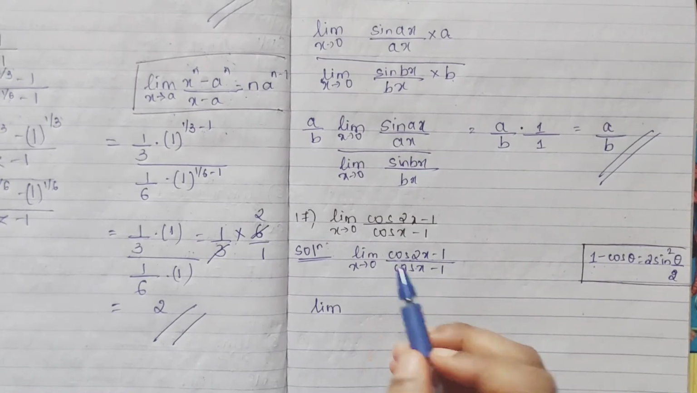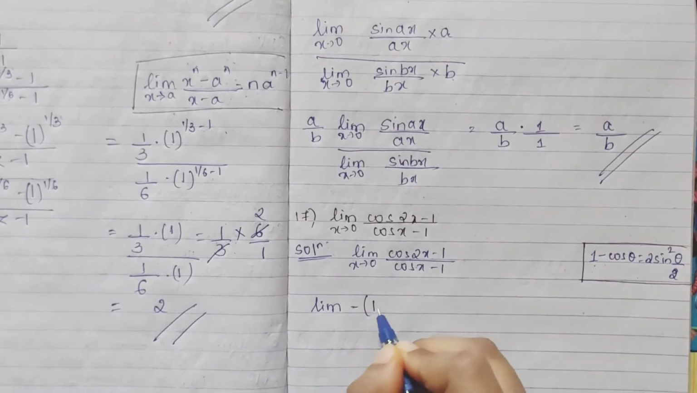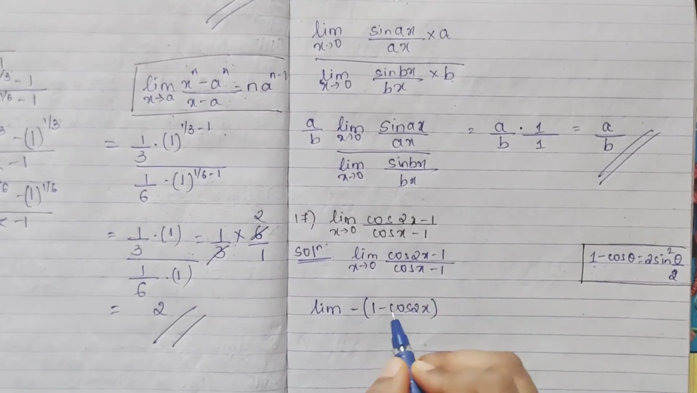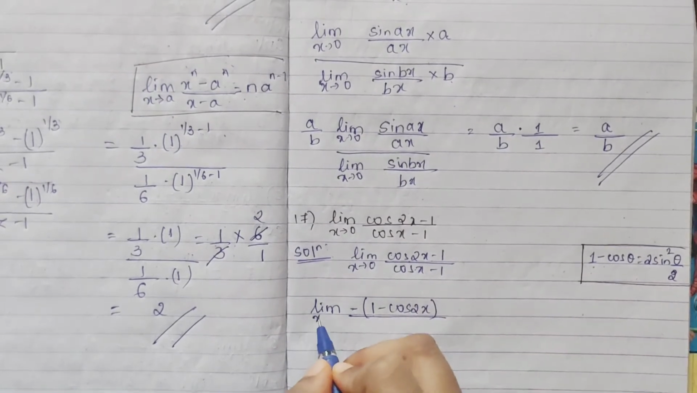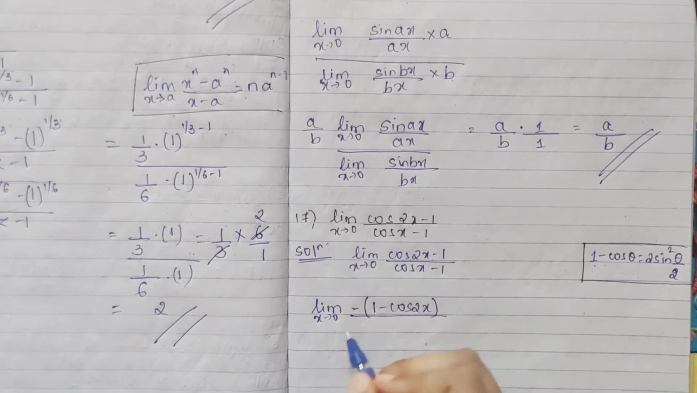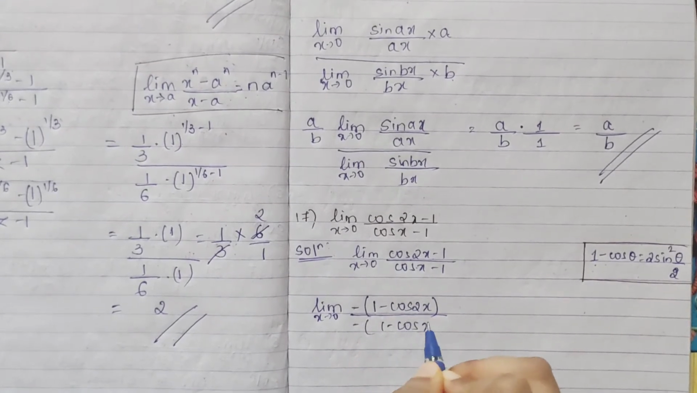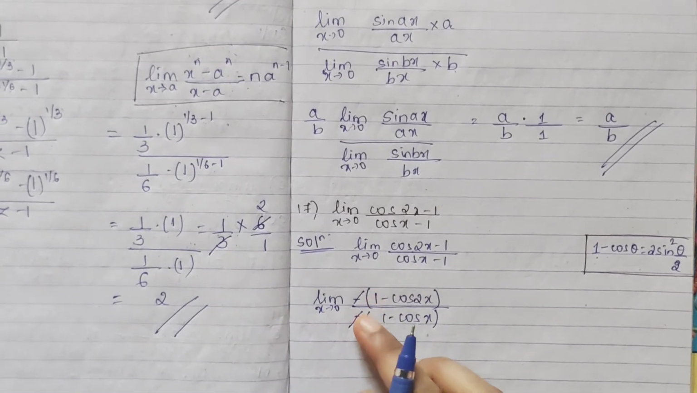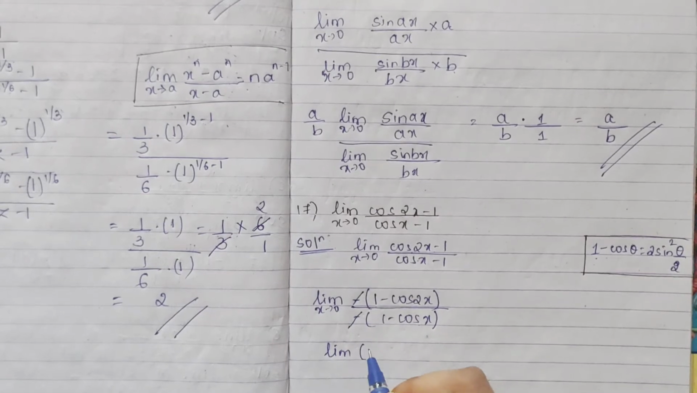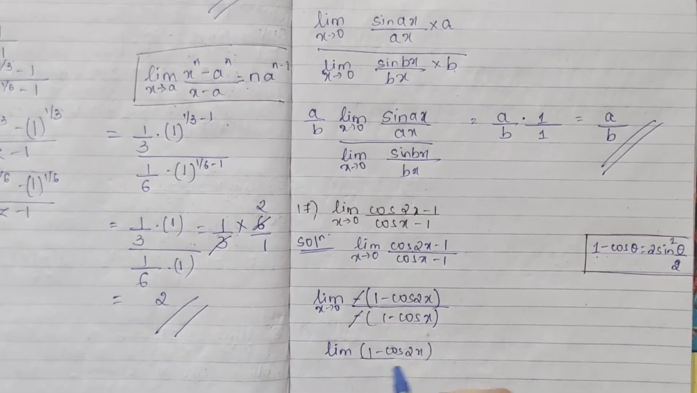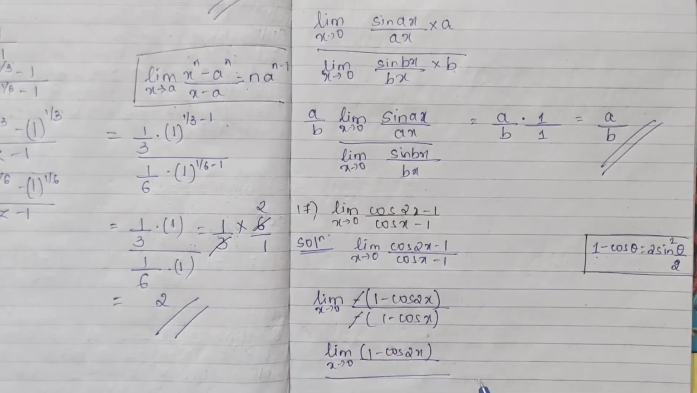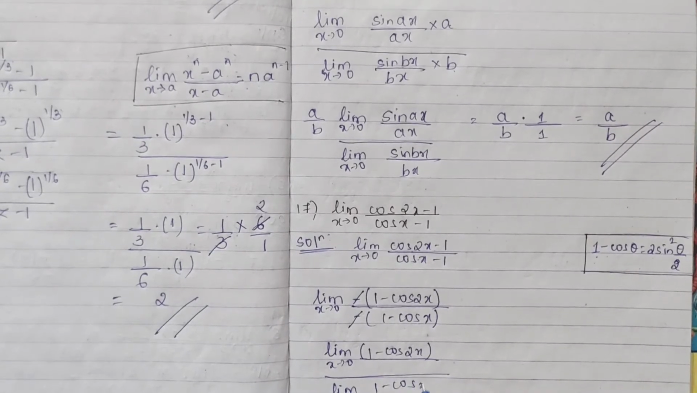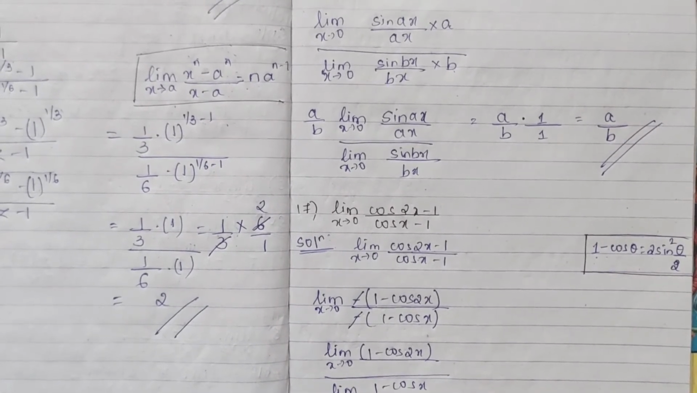If we are making it in this form, I have to take the minus sign common, 1 minus cos 2x, right? Because if you multiply by minus 1, minus into minus is plus, you will get the same, as x tends to 0. Same goes with the denominator too, minus of 1 minus cos x. So this minus now gets cancelled off because it is the same, and now you will have limit 1 minus cos 2x as x tends to 0, divided by limit 1 minus cos x as x tends to 0, right?